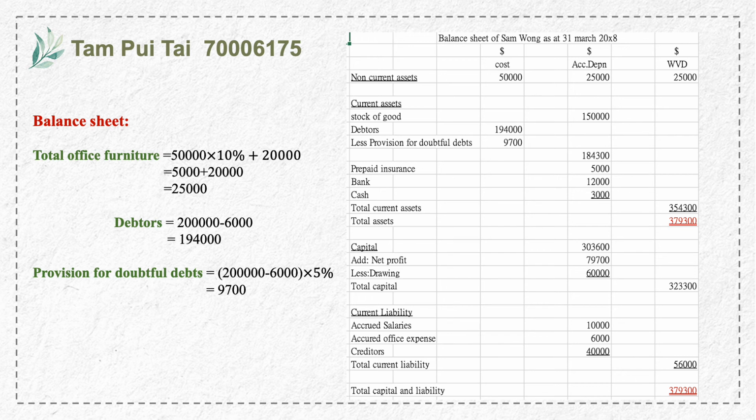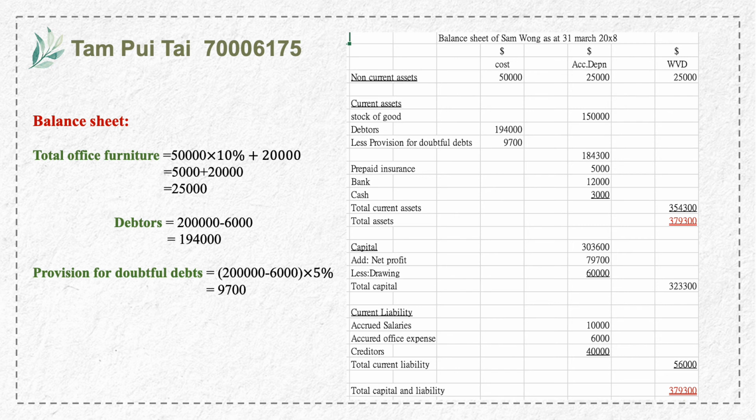And then the provision for doubtful debt is calculated the same way, but we need to times 5% here, because in additional information number 5, we can know that the provision for bad and doubtful debt is to be maintained at a level of 5%. So you need to times 5%, so you can get the answer, 9,700.